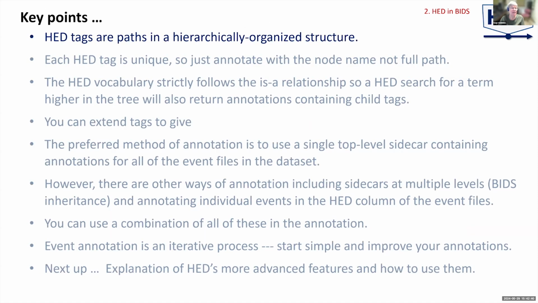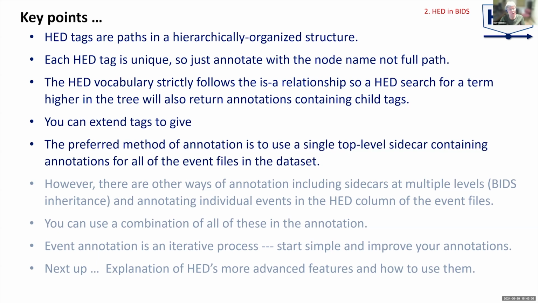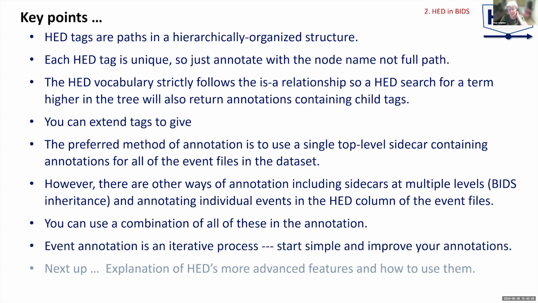So the key points are, HED tags are organized in a hierarchical structure. Tags are unique. The vocabulary follows a strict is-a relationship, and that means that searching for a general term will also return annotations that are more specific. And you can extend tags. The preferred method of annotation is using a sidecar, because it's a lot of work to annotate individual events, but you can do it, and you can use a combination of all these methods. And the final thing is that event annotation is an iterative process. And so if you just put the kind of event as a single HED tag in your tags, that's a start, and that gives some information.